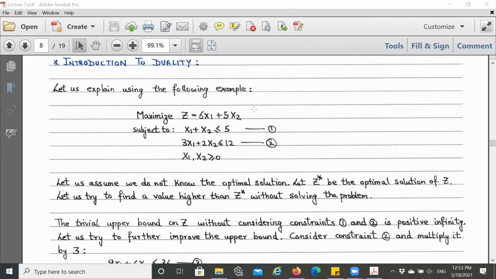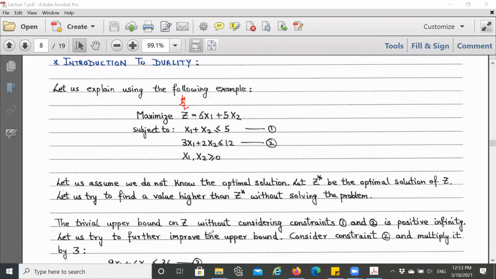We have a maximization of some objective function subject to two less-than-or-equal-to constraints, numbered 1 and 2, and two decision variables, x1 and x2. Let's say that we do not know how to solve this, even though we solved it earlier and the answer was 27. There exists some optimal value, let's say Z star, which we have already found. But now, without solving it, we want to see whether we can find it.